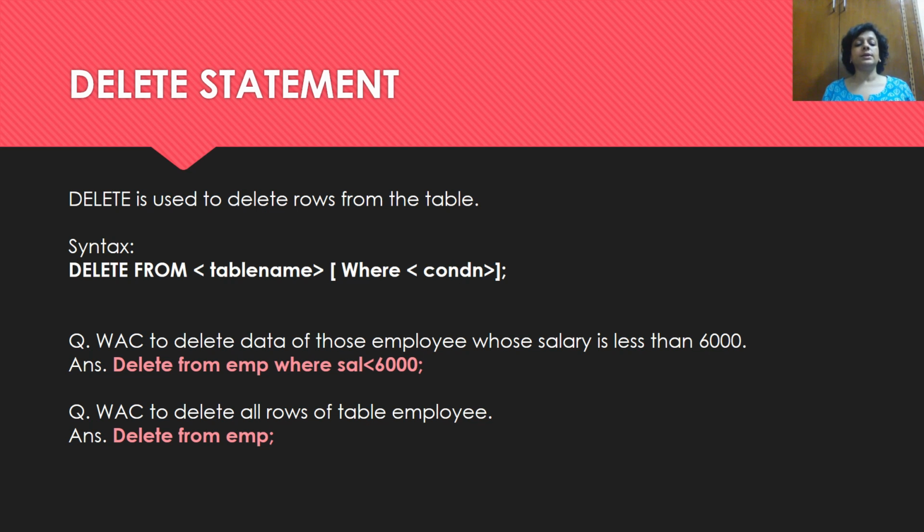Now, to delete the data of those employees whose salary is less than 6,000, the command would be: delete from emp where sal less than 6,000. To delete all the rows of the table employee, the command would be: delete from emp.